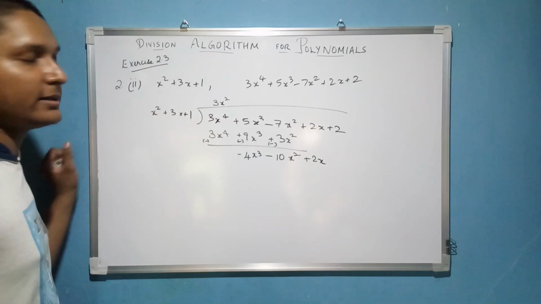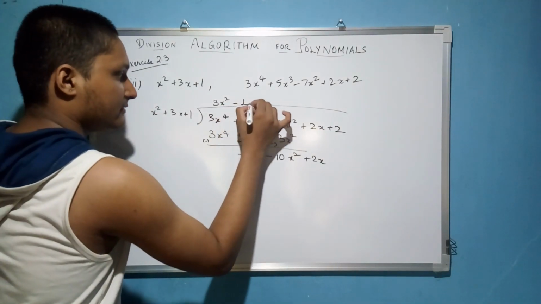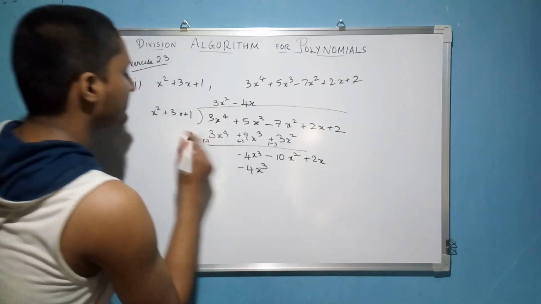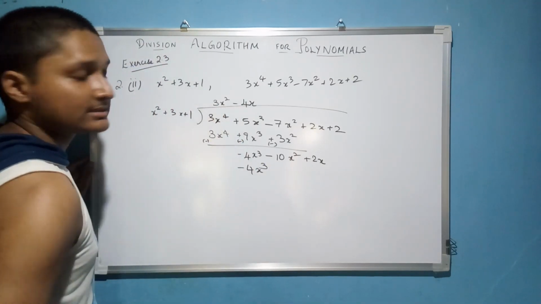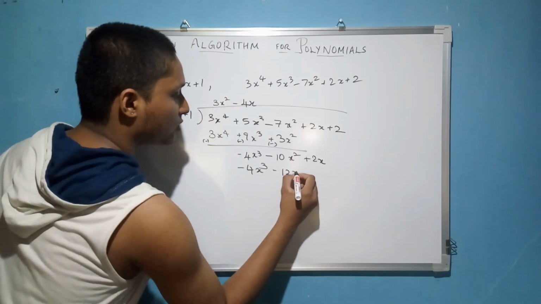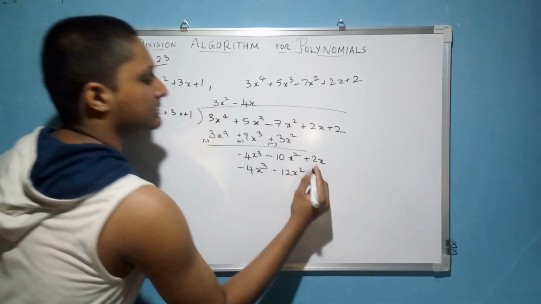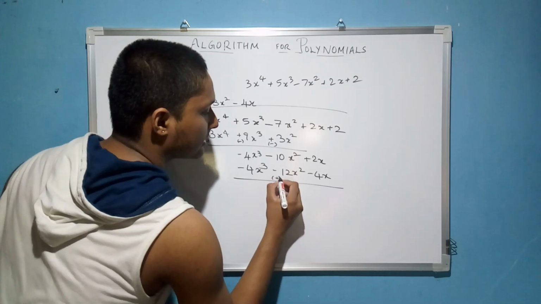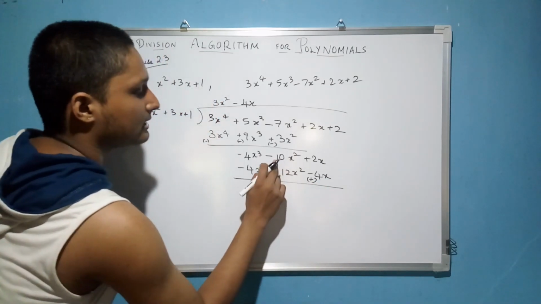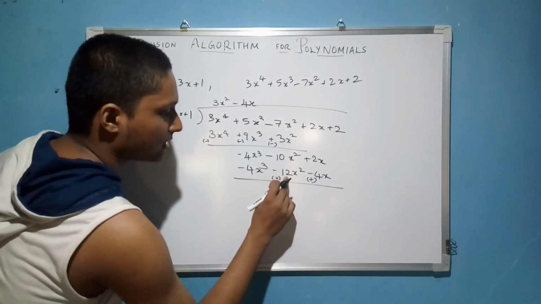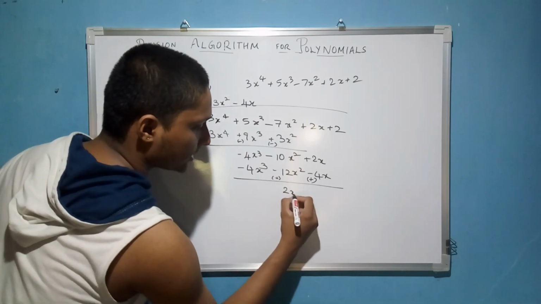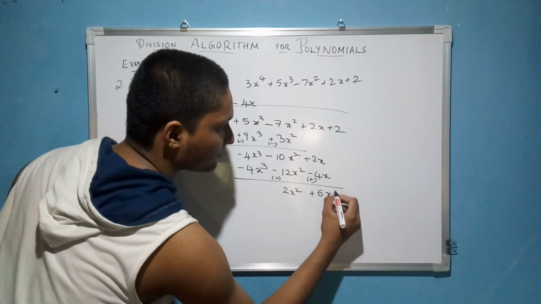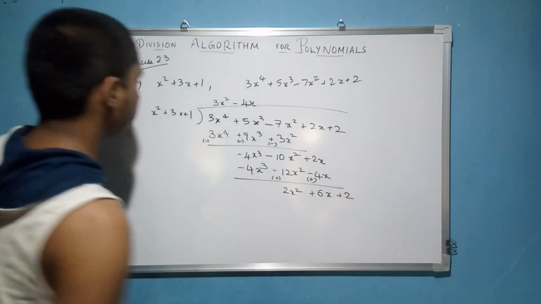So minus 4x cube divided by x square, that is minus 4x is the next term that comes here. So this term is minus 4x cube. Next you have 3x into minus 4x, that is minus 12x square you get. Then you have 1 and minus 4x, so you get minus 4x. So the first term is going to be cancelled. You're going to change the sign now. 10x square plus 12x square comes to be 2x square. You have 2x plus 4x, that is 6x, and you have 2.